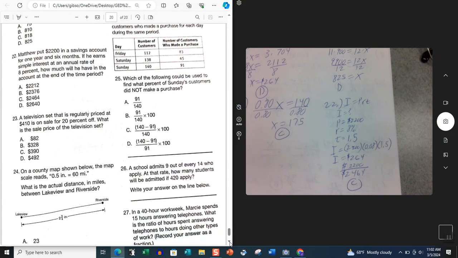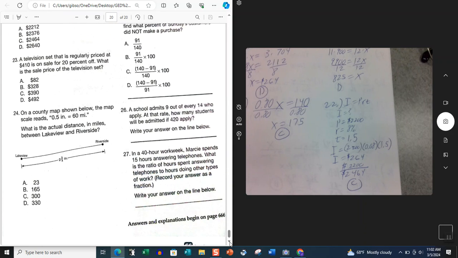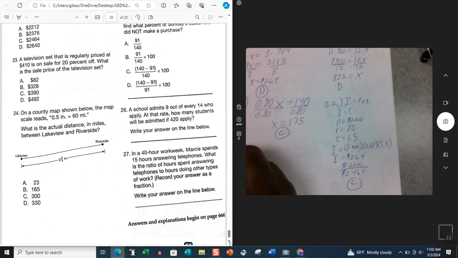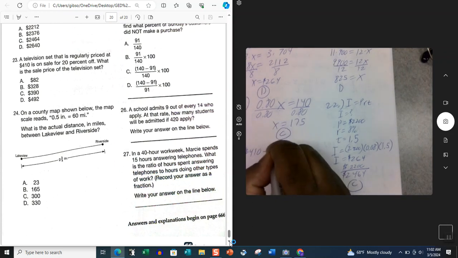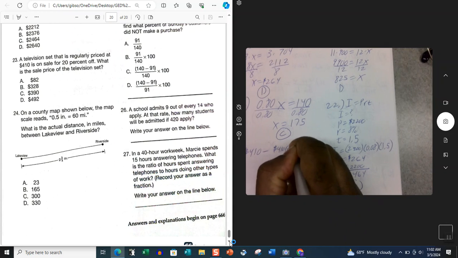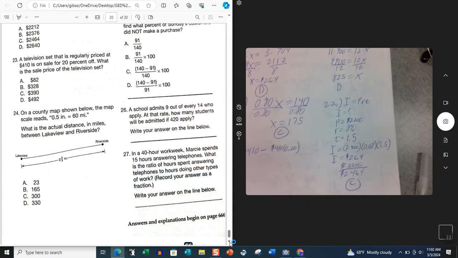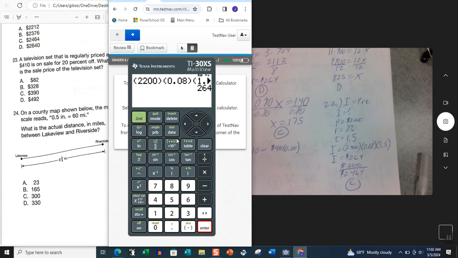We come here to problem 23. It says a television set that is regularly priced at $410 is on sale for 20% off. What is the sale price of the television set? Okay, now, what we have to do is this here. We could do it like we did in class. So we have $410 minus $410 times 20%. Because they want to know the total price of the television. So we have to subtract off the 20%.